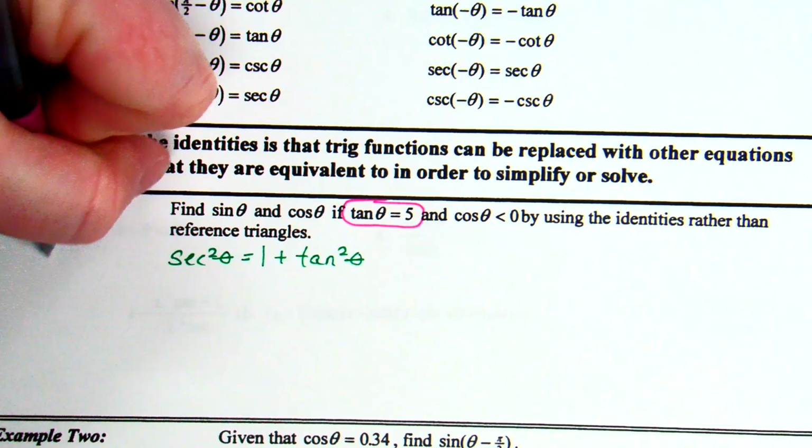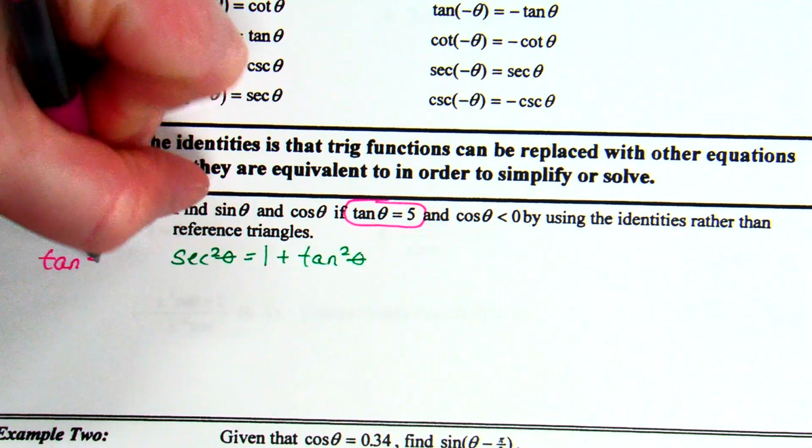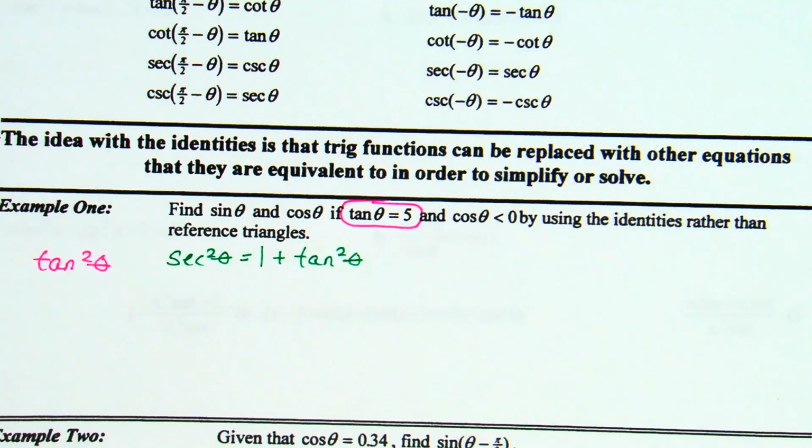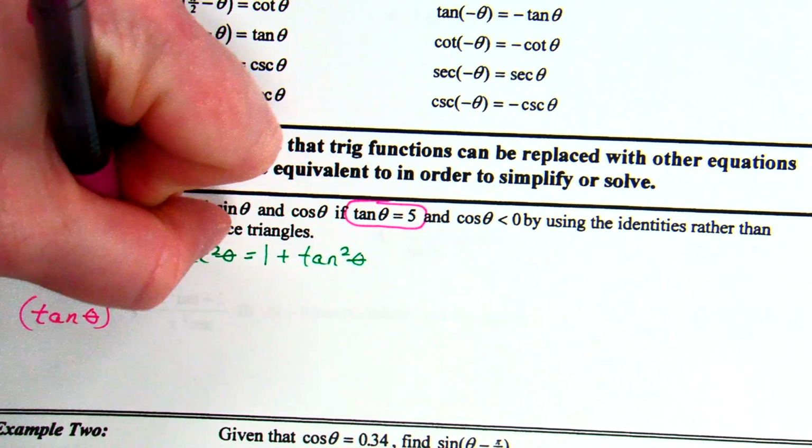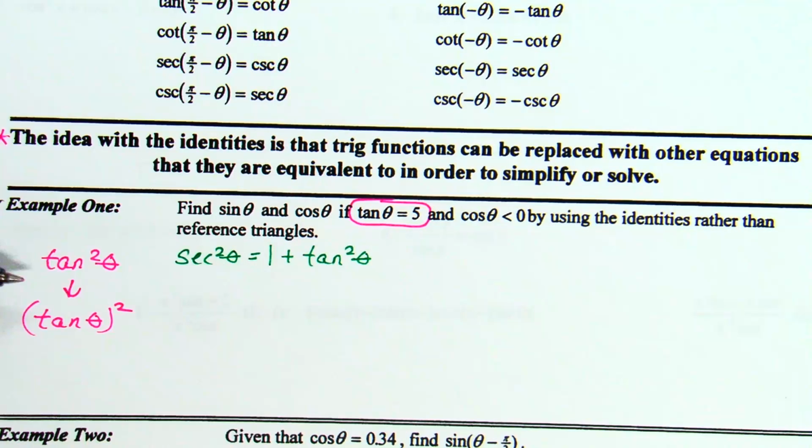The idea that you will often see places write tangent squared theta. Realize that is the same as doing tangent theta raised to the second. Okay, so that's a notation thing. More common is to write tangent squared theta, but what it's doing is it's saying, take tangent theta and square it. So if we fill this in, what do we know?